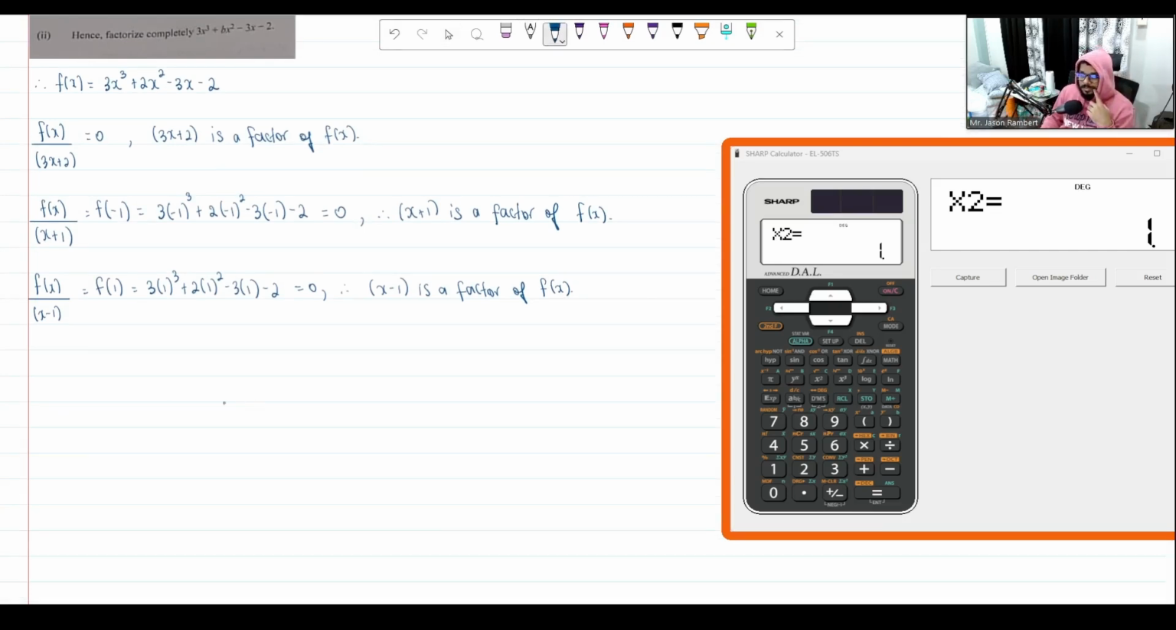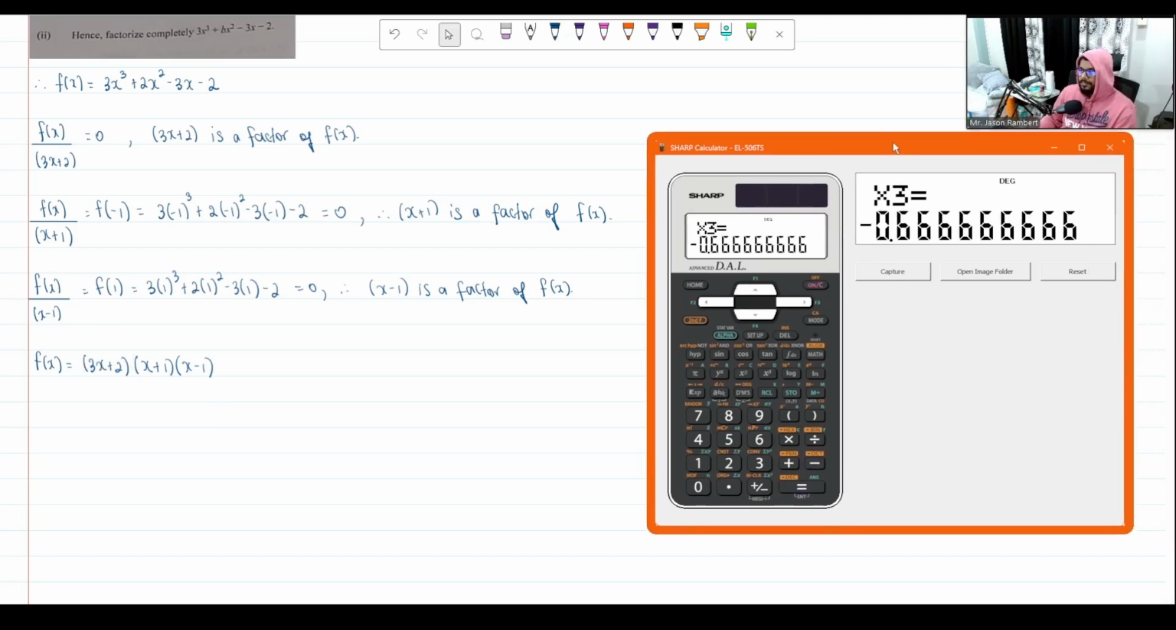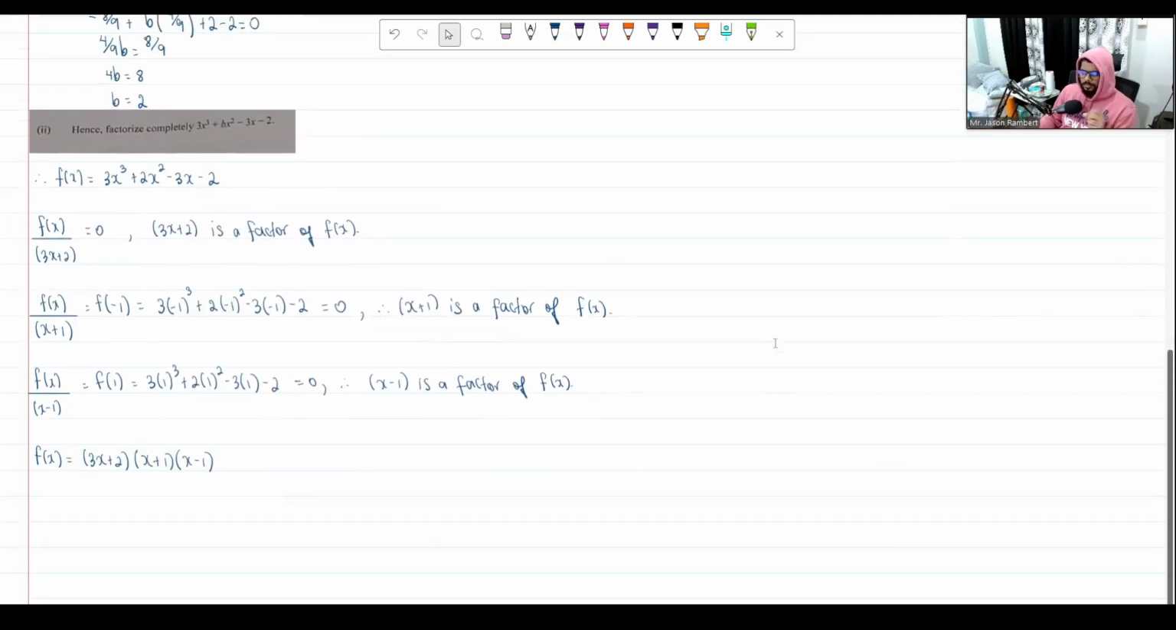And now I get my 3 factors by using my calculator and writing down my statements very, very smartly. I can say f of x is equal to 3x plus 2 into x plus 1 into x minus 1. Now, if I go back on my calculator and I press equal again, I'm going to get this answer here. This answer will be negative 2/3, which is going to be negative 0.66666 going down the road.